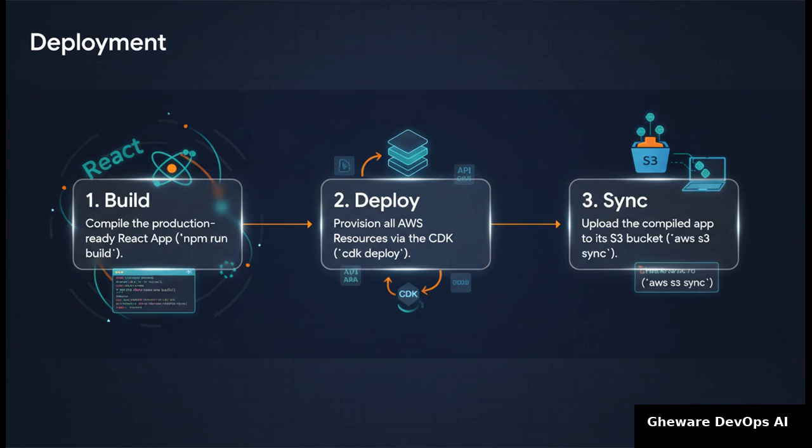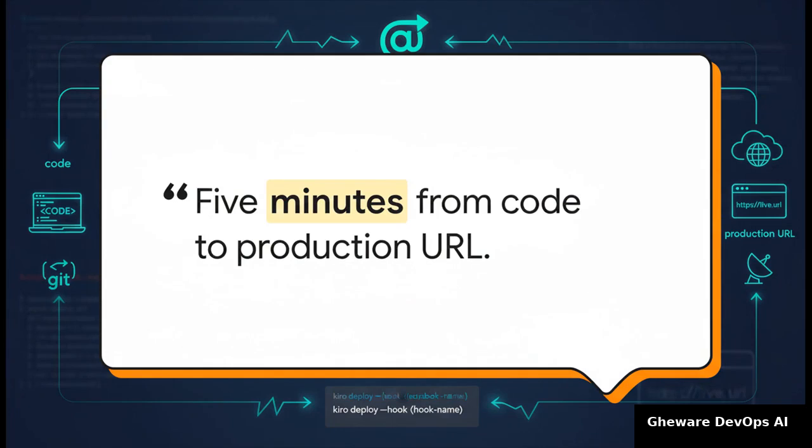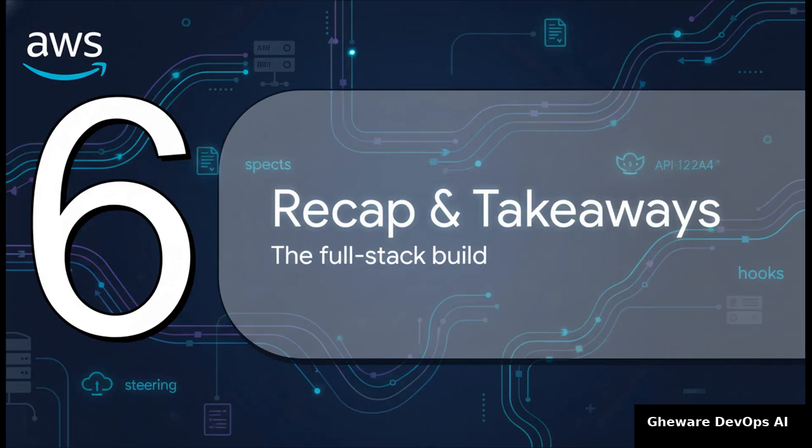URL from CloudFront. 5 minutes from code to a production URL. And you know what's even better? We can wrap this entire sequence up in something called a Kiro hook. That means a single command to deploy everything. A simple, repeatable, one-click deployment pipeline. It's awesome. So our application is now live.